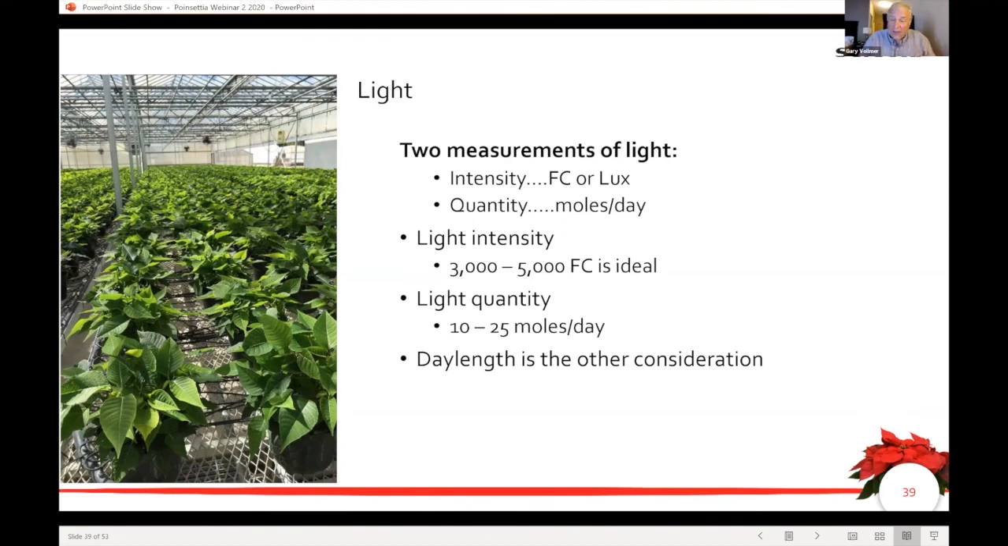On the finish side, if you're in a dark gray area, you can use LED to supplement your light and get some quality in the light. Also, LEDs are quite effective as a tool for either night interruption or day extension to manipulate your day length. So you can play both games with LED lights. But as far as supplemental lighting in poinsettia propagation, you're in a time of year that you really just don't need it. And so I think it's a waste.